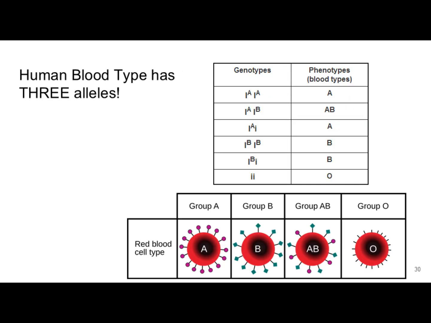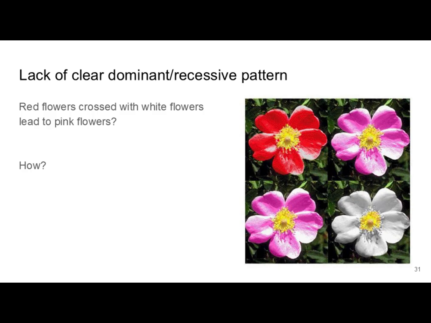Now, some violations to this are some examples: human blood type has three alleles. So when we cross two heterozygotes, we're not going to get the 3-to-1 phenotype ratio of the offspring that we would expect. Another example of this is where we do not have a clear dominant or recessive pattern.